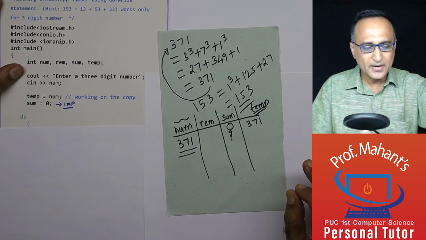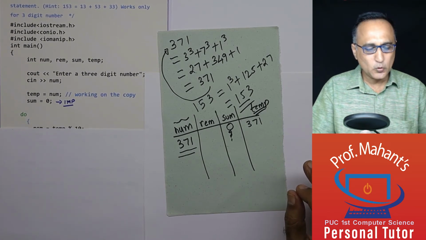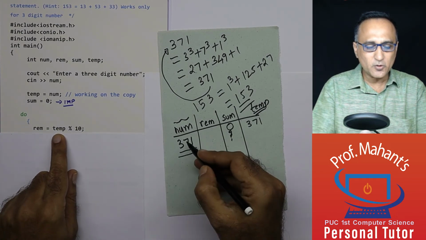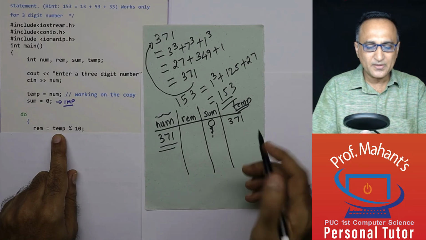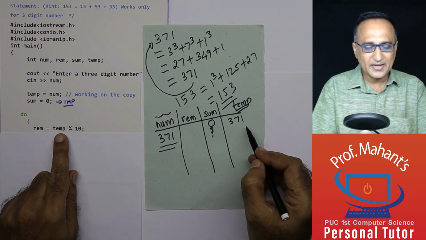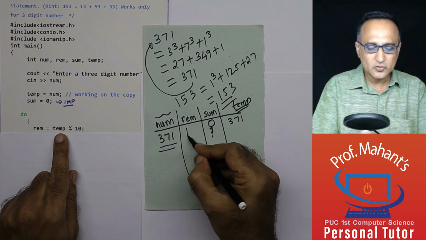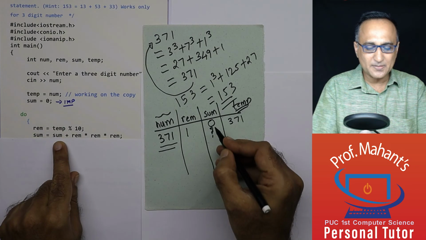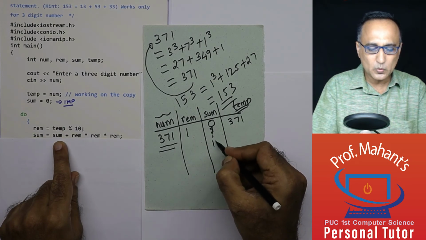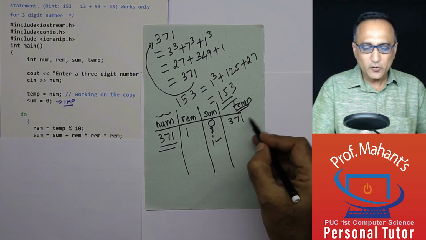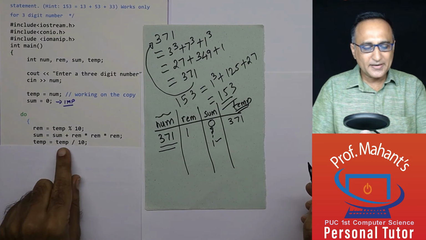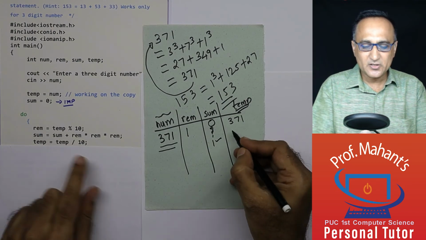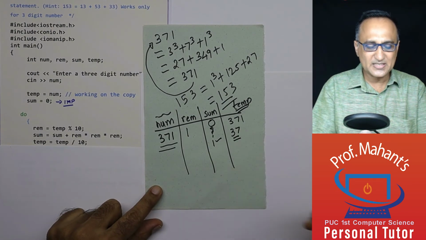Now let's move ahead and take a look at this do while loop. I am working on temp. I'm keeping the original number as it is. I'm working on temp, 371 divided by 10. The remainder happens to be 1. Now what is sum? Sum is remainder cube plus sum, 0 plus 1 cube. So sum becomes 1. Now I need to lose this 1, so I'm going to divide temp by 10. 371 divided by 10, the quotient is 37. So temp now becomes 37.